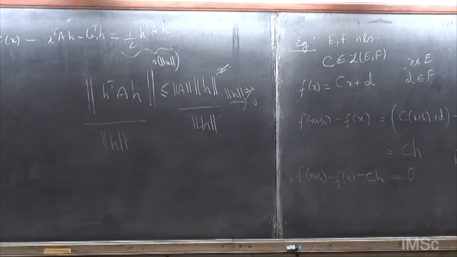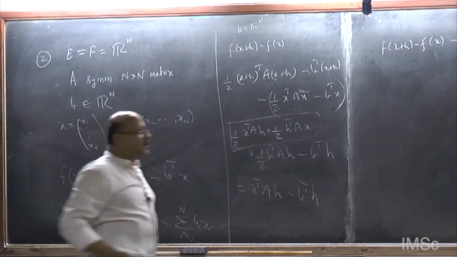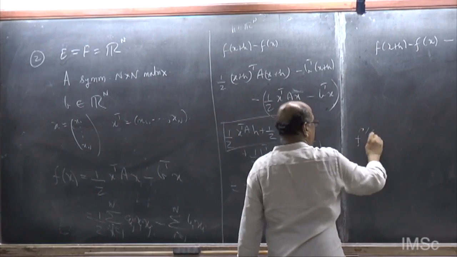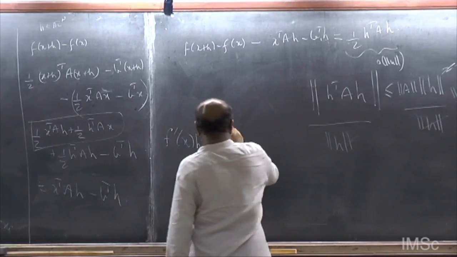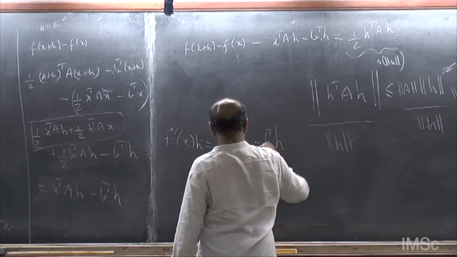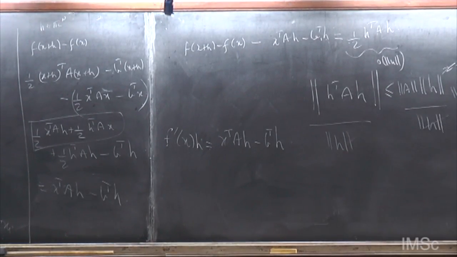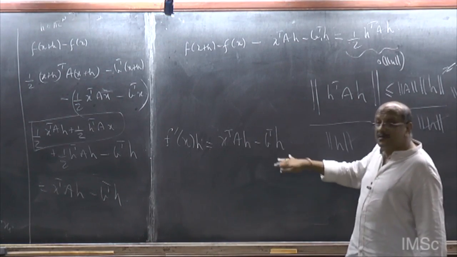So, this quadratic function is differentiable at every point, and what is f dash of x? It is acting on any vector h is x transpose Ah minus B transpose of h. And this is a linear operation on h.